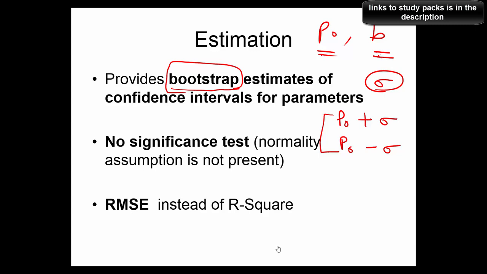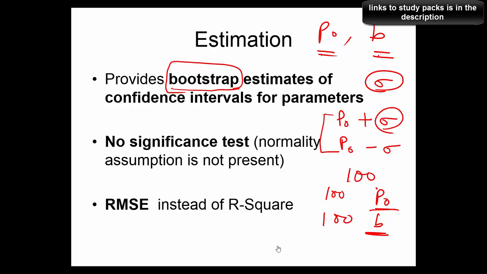Just take 100 samples from the same sample, with replacement, and fit the equation, the functional form that we talked about a couple of slides ago, and you will have 100 p0 and 100 b. Find out the standard deviation of these 100 p's and 100 b's, and that will give you the confidence interval, once you have the standard deviation in place.